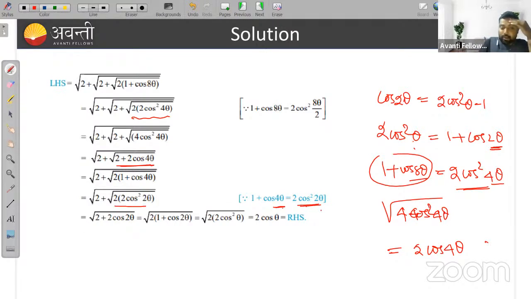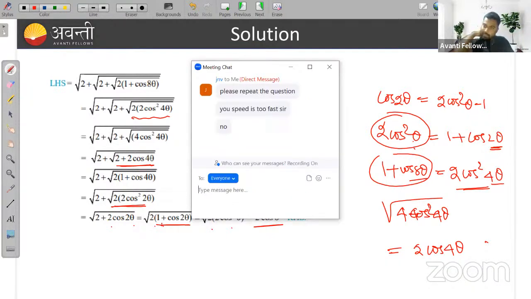Again see here. Under root of 2 into 2 cos square 2 theta is 2 cos 2 theta. Again take 2 as common. You are having in the bracket 1 plus cos 2 theta. Right? And we know 1 plus cos 2 theta is actually क्या होगा? 2 cos square theta. So 2 into 2 cos square theta का square root क्या हो जाएगा? 2 cos theta. Right hand side. Is it clear now? Is it clear? Yes.